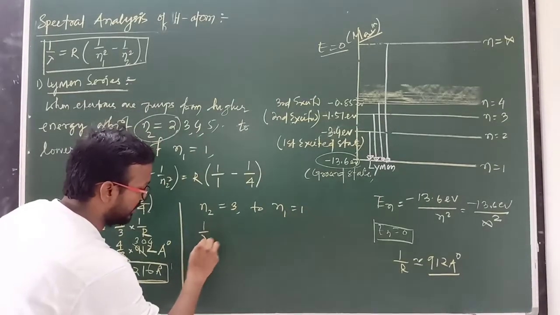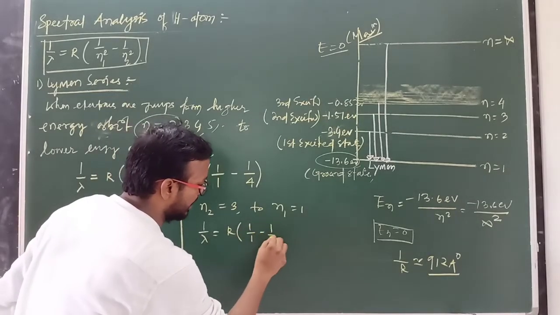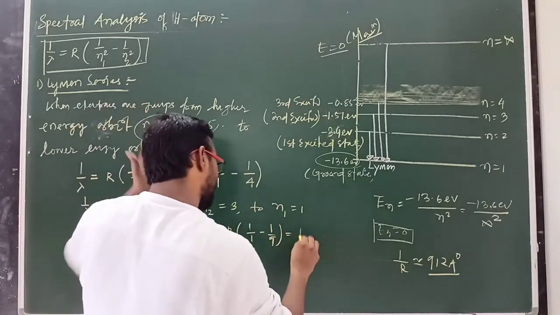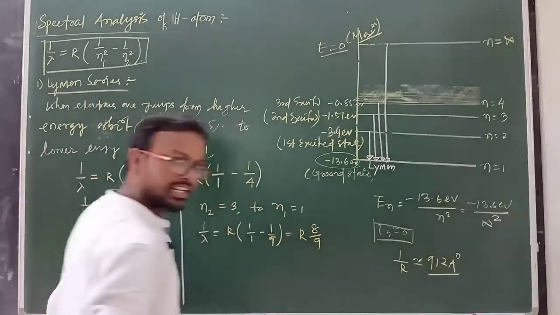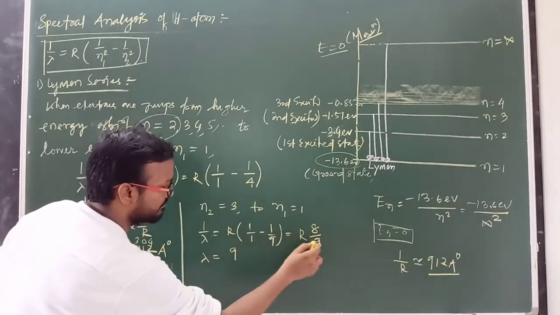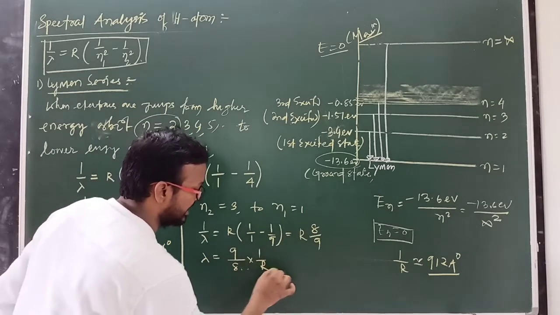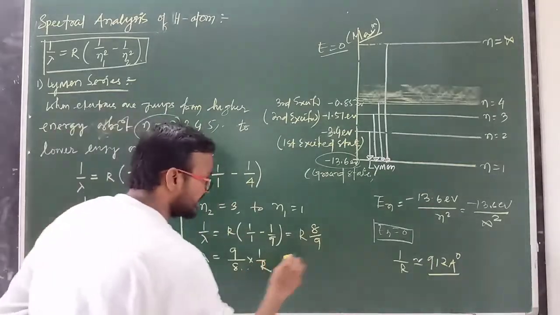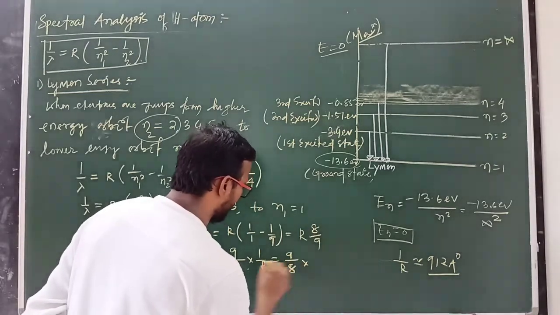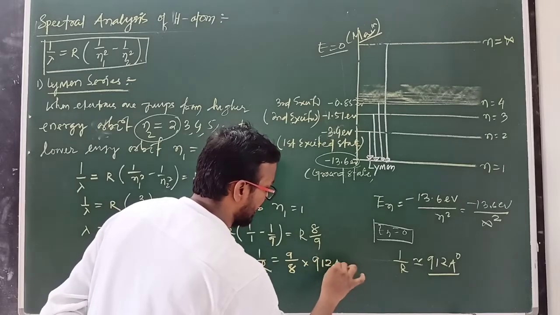Now in this case we can calculate 1 by lambda equal to r into 1 by 1 minus 1 by 9, which is 9 minus 1, 8. So r into 8 by 9. Then we can write lambda equal to 9 by 8 r, and we can write 1 by r, its value 912. This is an approximate value, so we write 9 by 8 into 912 angstrom.